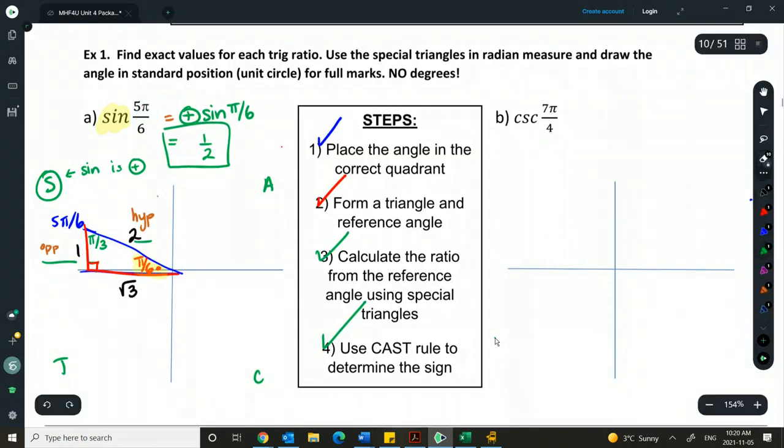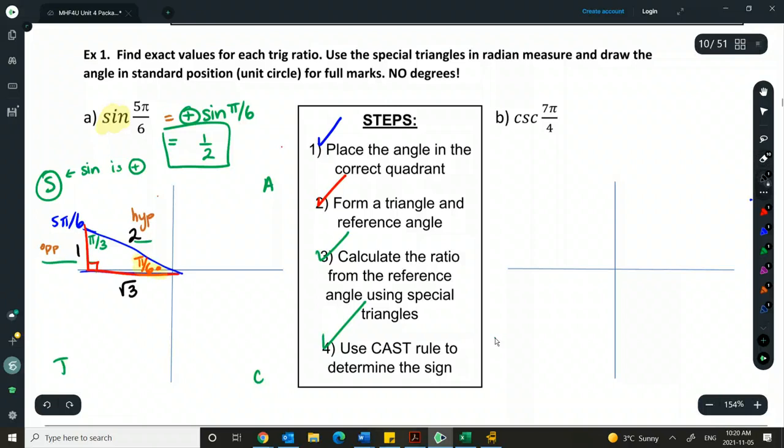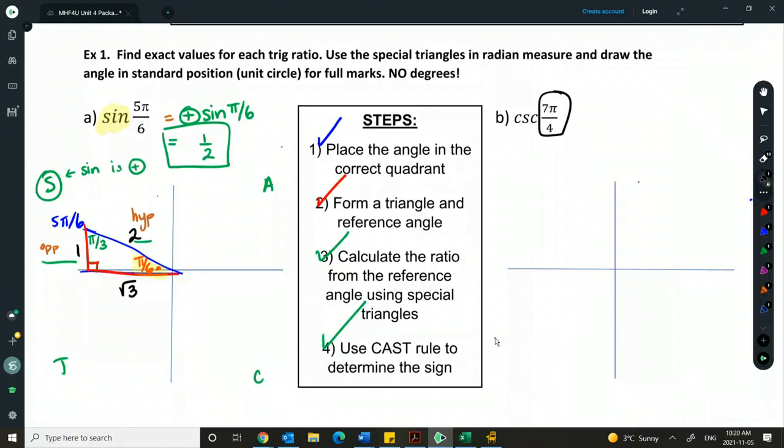So same as last year, except with radians instead of with degrees. Obviously we're reminding ourselves of some of these steps, but maybe the bigger grade 12 kind of thinking here is, where do I place something like 7 pi over 4? Or where do I place something like 5 pi over 6? So that's more the radian part of this. Okay, so let's try another one.